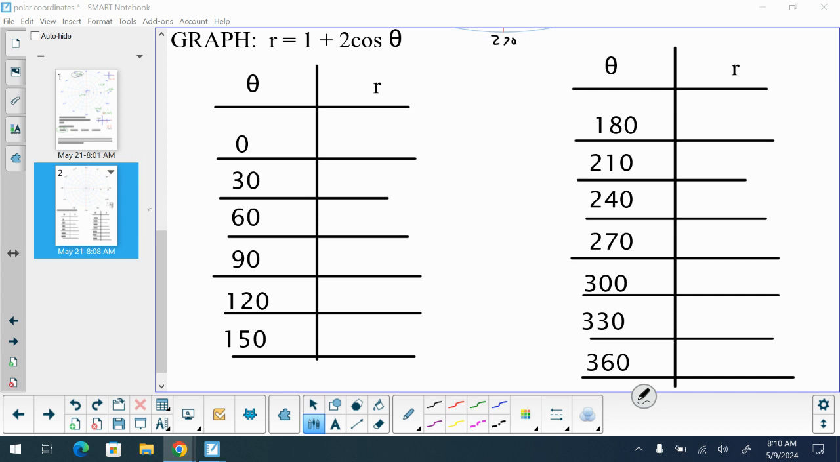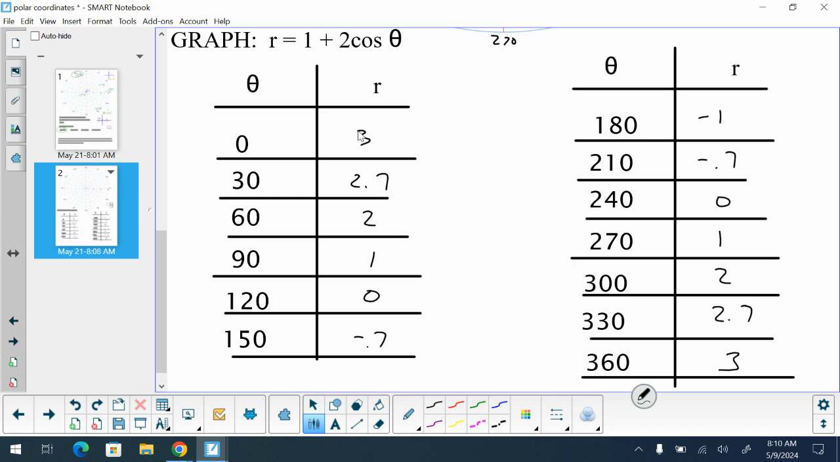All right, we take a look at our r values. Maddie, what do you have for our r values here? Just read down the column. 3, 2.7, 2, 1, 0, -0.7, -1, -0.7, 0, 1, 2, 2.73.